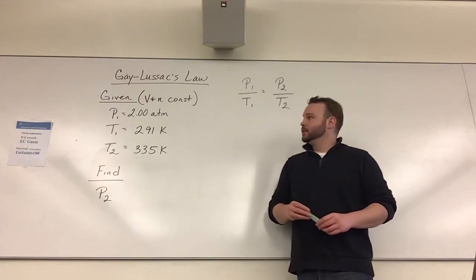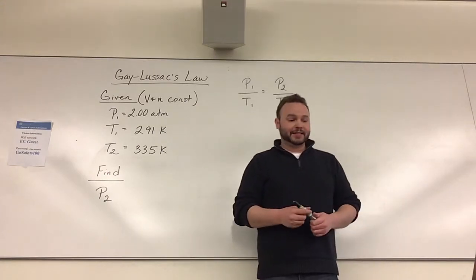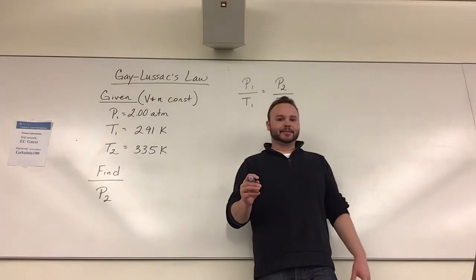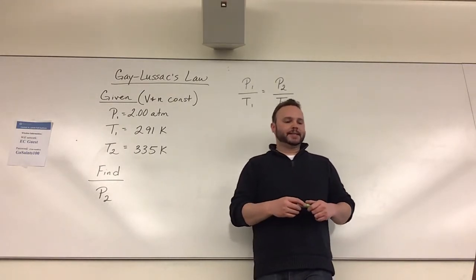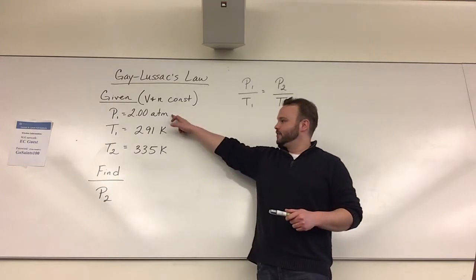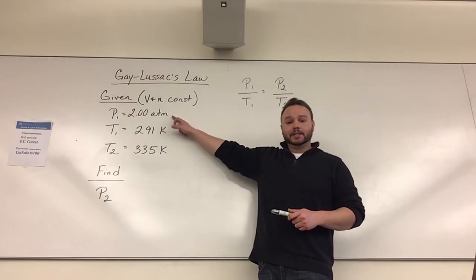Gay-Lussac's law. So the problem that I want to use as a representative example is the one that just talks about a generic gas, right? So I'll read off the problem and then we'll talk about what's on the board. It says a gas has a pressure of 2 atmospheres. So there's my initial pressure. And at 18 degrees Celsius.